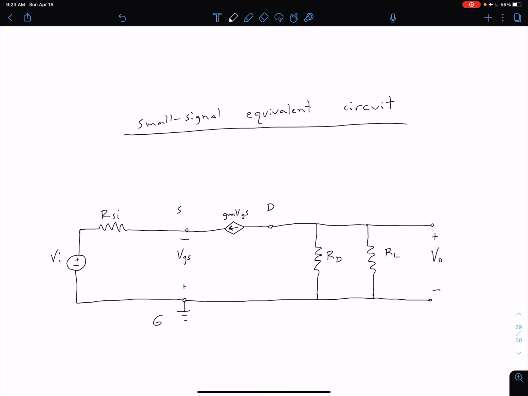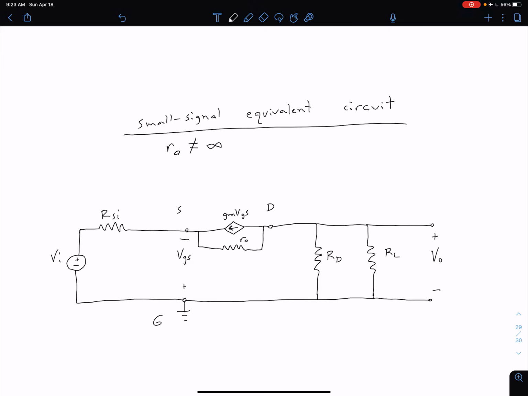The main thing that I want to change here is, previously we had said our R0 was equal to infinity, but now let's change that and say we have some finite value of small signal output resistance. Of course, in our small signal circuit, that means we're going to connect R0 between our source and our drain. So now we have some small signal output resistance R0 as shown here.